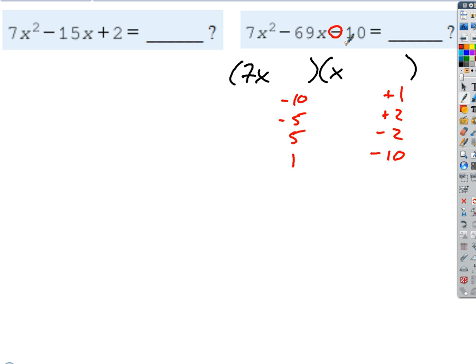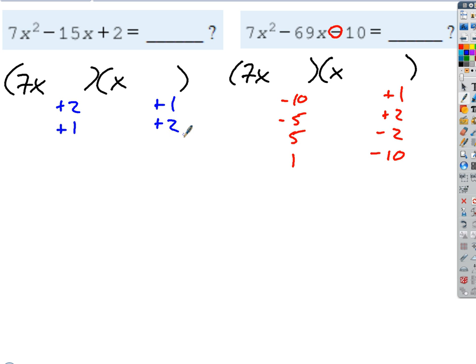Now, look how much easier it is on this one on the left. If I break this one apart, I know I've just got a 7x and an x, and the only possible combinations of 2 are 1 and 2, right? There's only 2 things to try. I can just try plus 2, plus 1, plus 1, plus 2. That's it. See the difference?